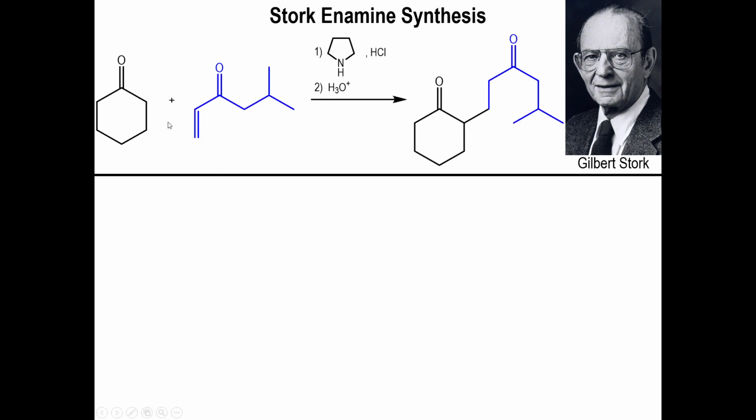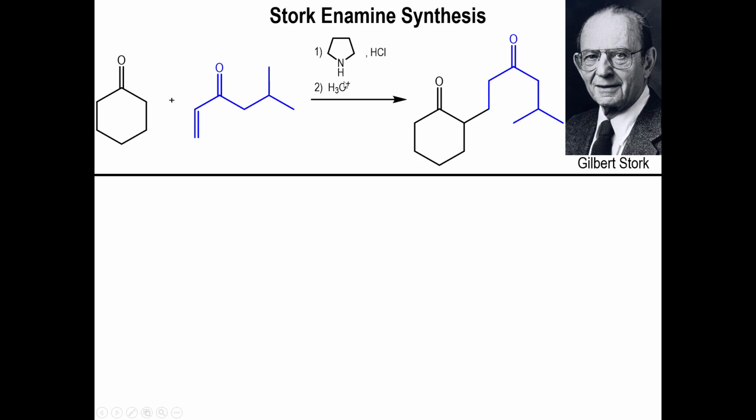So technically speaking, we have something like a ketone right here, so cyclohexanone, reacting with this enone highlighted here in blue. Now, by itself, this reaction really wouldn't go forward, but the trick is to introduce a secondary amine with a little bit of acid catalyst to kind of get the process going.